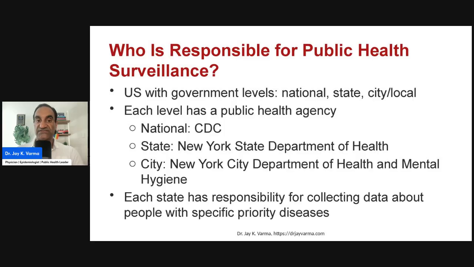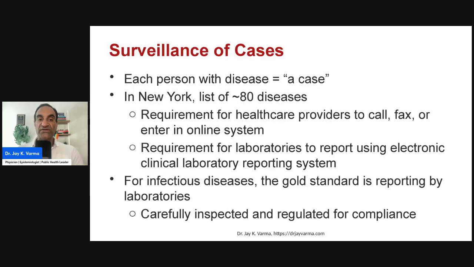Each state in the United States has responsibility for collecting data about people with special conditions. We define each person with a disease as a case. I'm going to continue to use New York as an example. In New York, for example, there are a list of 80 diseases. There is a requirement for healthcare providers to call, fax, or enter information about cases of these diseases in an online system. There's a requirement for laboratories to report any persons who are diagnosed with these diseases using what's known as an electronic clinical laboratory reporting system.